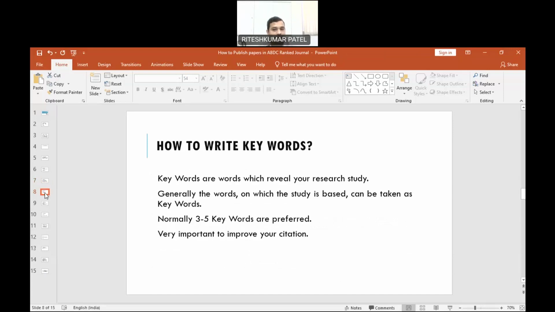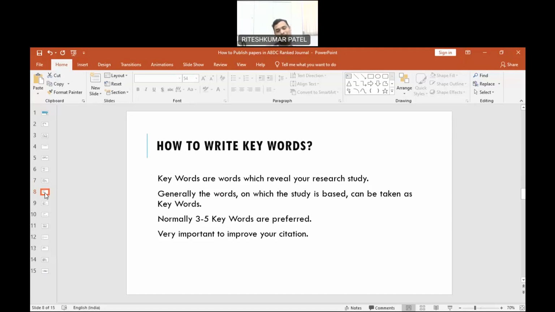How to write keywords. Keywords are very important for you, because keywords can help you in increasing your citations and h-index. Keywords are the words which reveal your research study. Normally, keywords are the words around which your paper is moving. For example, say I'm conducting a study on portfolio diversification benefits for the investors of developed markets from the emerging markets. This is the title of the paper.